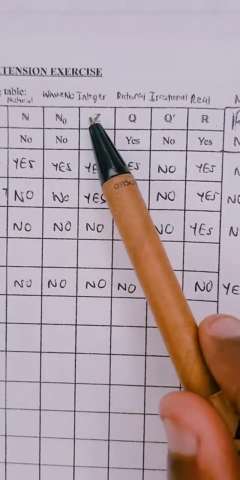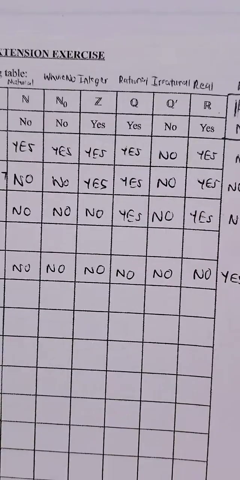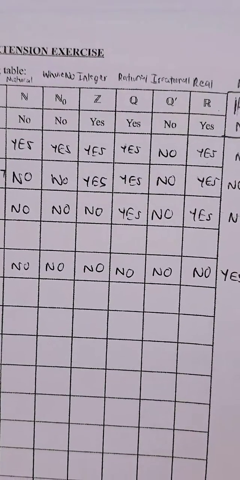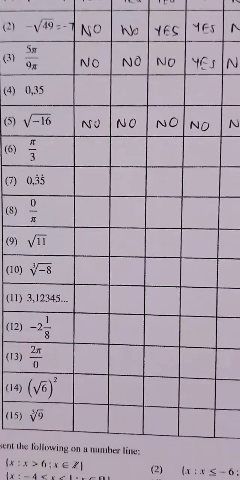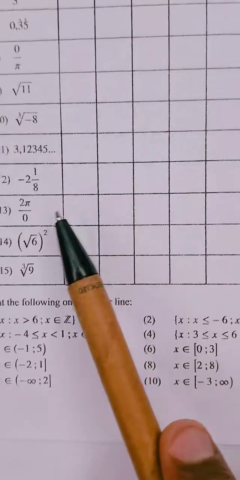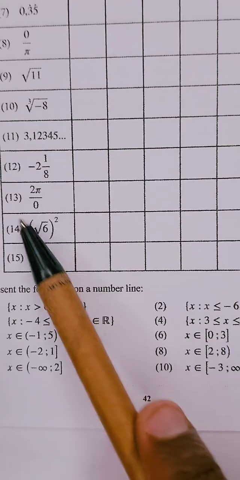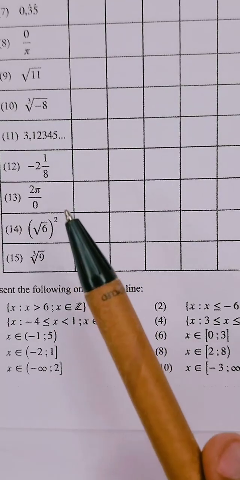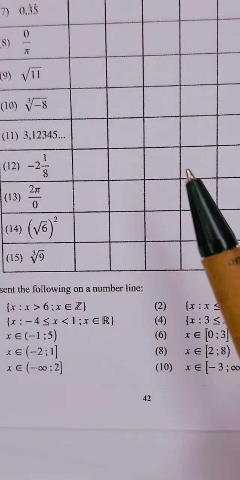Natural, whole, integer, rational, irrational, real, non-real. Percy says irrational. Funk says none. Okay, let's analyze. 2 pi over 0. Guys, 2 pi over 0. So Buddha says you can't divide by 0. There's no category that it falls under.